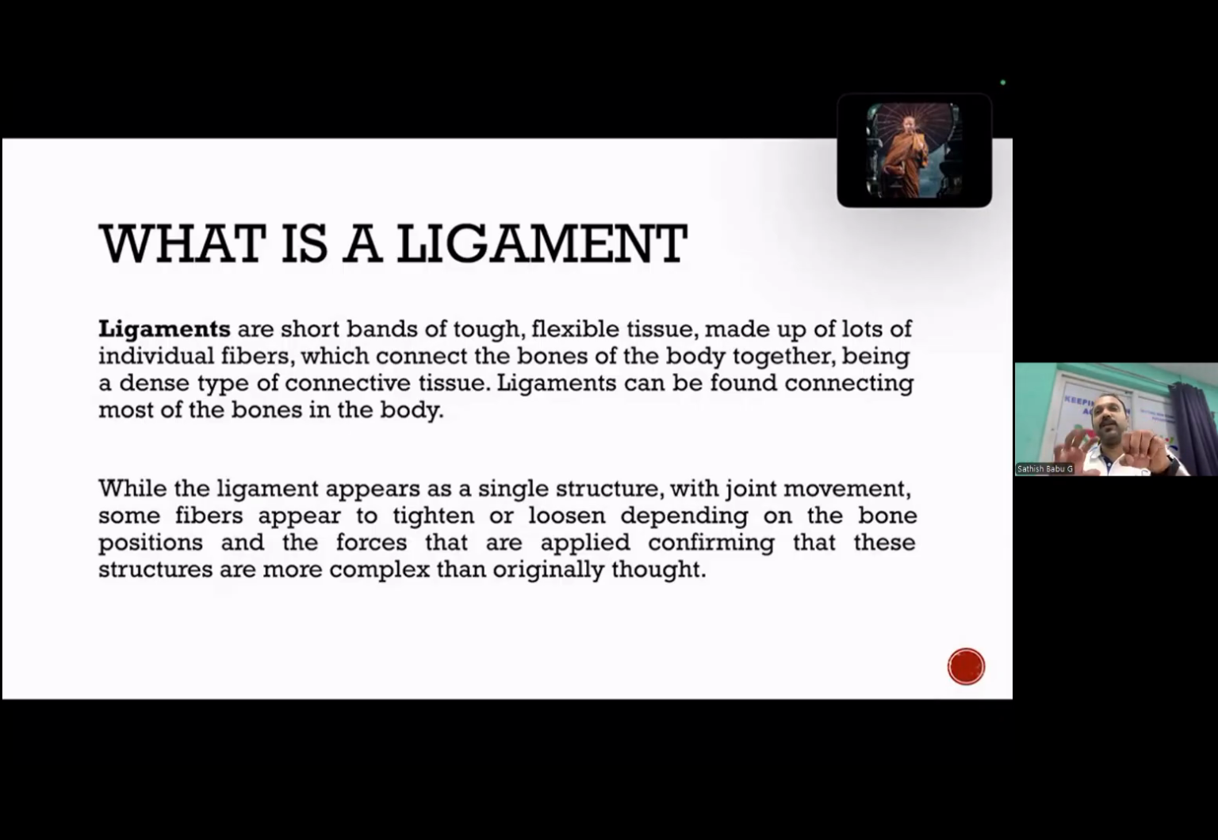Similarly, ligaments have multiple fascicles. When there is a load on one segment, the particular angle pulls the ligament into certain areas, but the other areas are still loose and much more free. So that's what I want to say. Well, the ligament appears as a single structure with joint movement, but only some fibers tighten or loosen depending upon the bony position and the forces applied, confirming that these structures are more complex than what we thought.